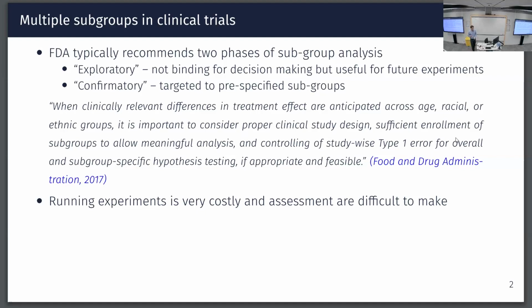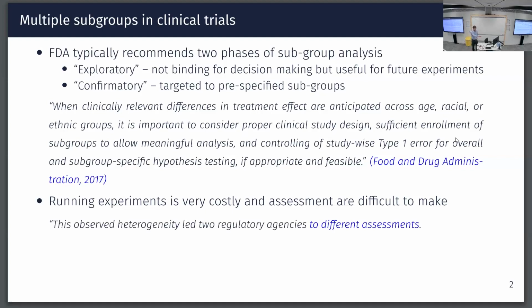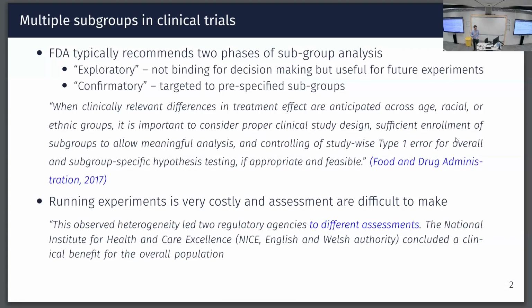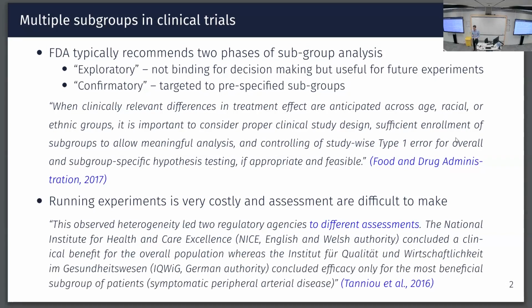Here I'm reporting this quote that we also discussed briefly yesterday, where in this clinical trial there was some observed heterogeneity across two different subgroups, and two different regulatory agencies decided to approve the drugs in different ways. One regulatory agency decided to approve the drug for the entire population, and the other one instead only for one of the two subgroups. So there is also some heterogeneity in terms of how we intend decision-making for this type of analysis.